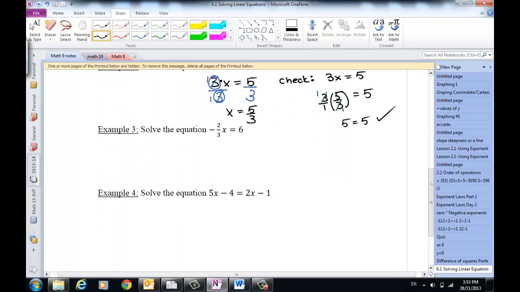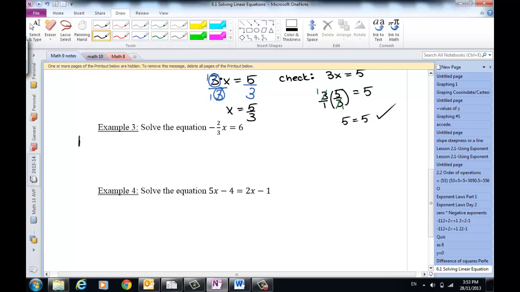Alright, our next one, we've got a few more steps. So I'm going to show you 2 methods. Okay, they're pretty much the same. One I'm going to do in 2 steps, and one of them I'm going to do in 1 step. So the first thing, notice that I've got -2 divided by 3 multiplied by x equals 6. Again, I'm trying to solve for x. I want to know what x equals to make this equation true.